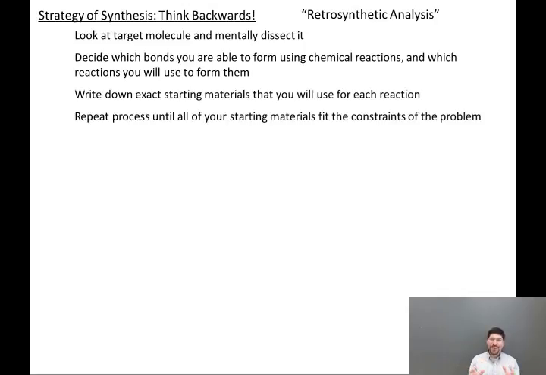So if you're thinking backwards and you have a 14-carbon molecule, you may break it up into 2 7-carbon molecules. But if you're told that you have to start with starting materials of 4 carbons or less, each of those 7-carbon fragments is going to have to be treated as a target molecule, and the same process done on each of those until you get into the smaller fragments that you're allowed to use.